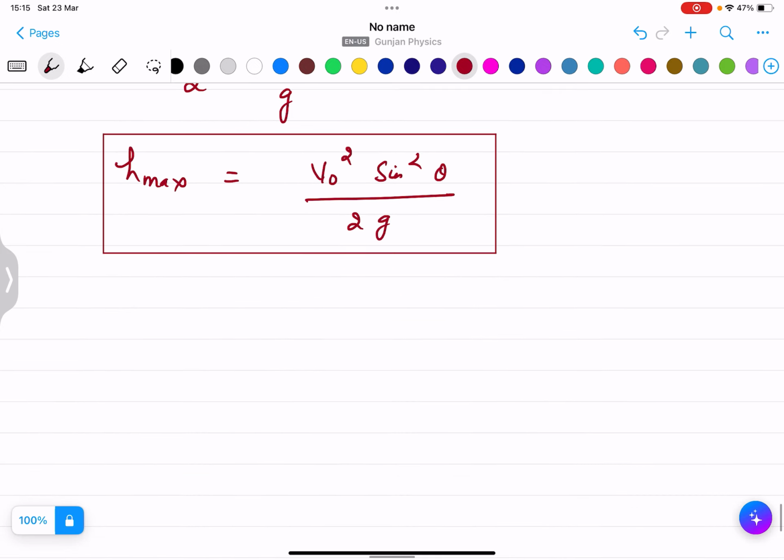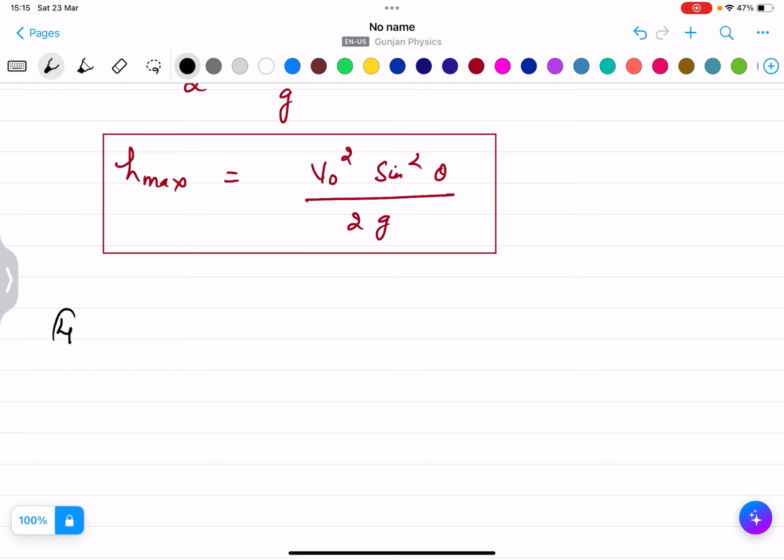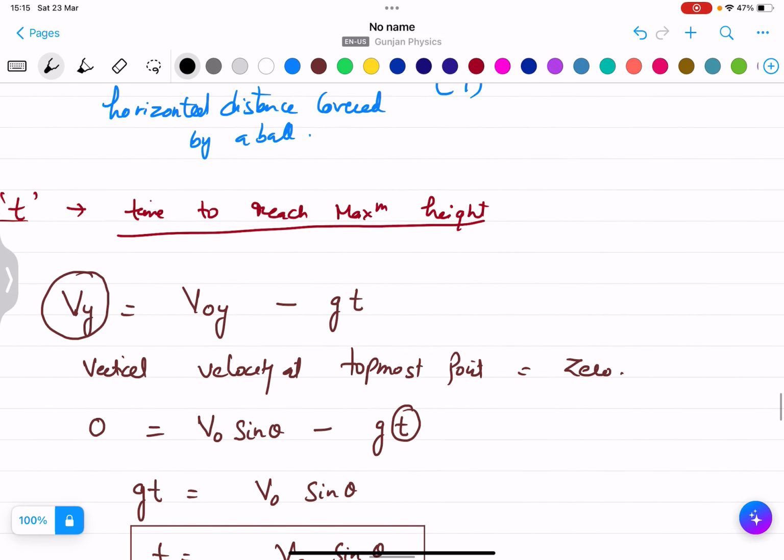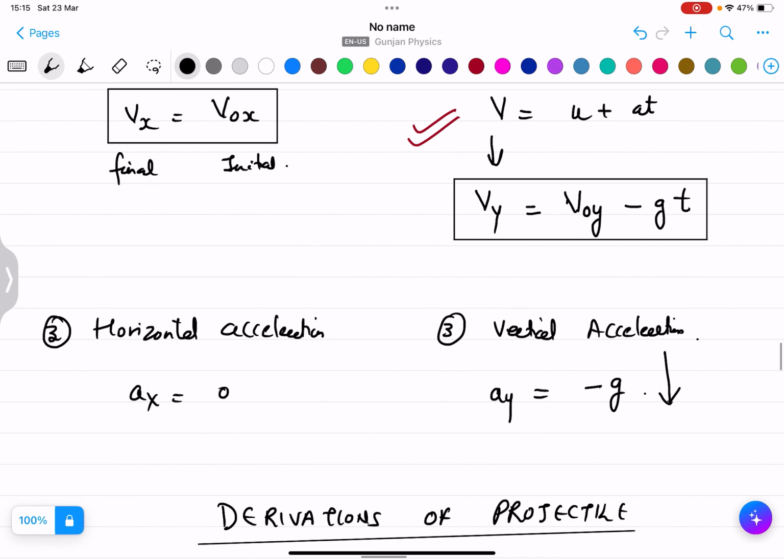Right? Now the last derivation is of range. What is the range? Range, obviously, will be in the x direction, right? And it is the horizontal displacement of the projectile. Range is the horizontal displacement of the projectile. So we will go back again here and we will see the horizontal displacement.